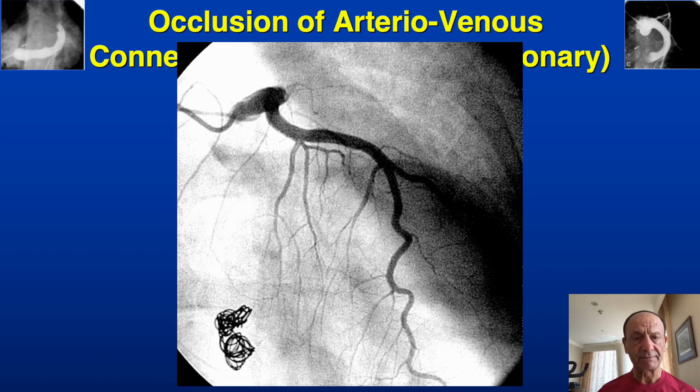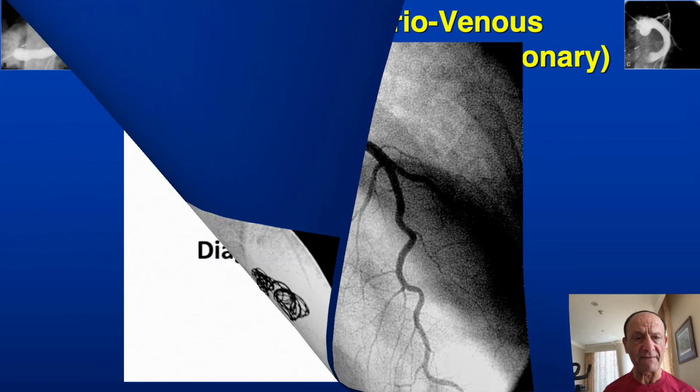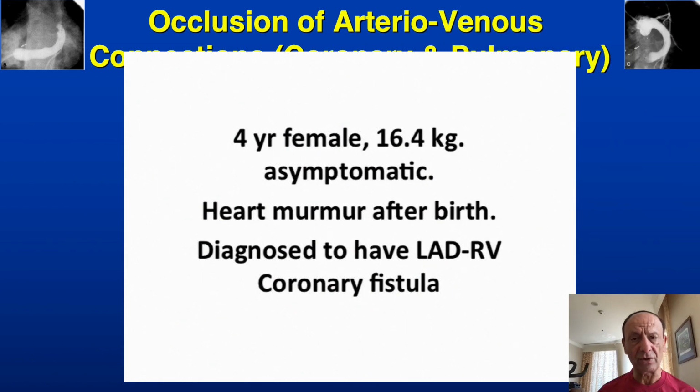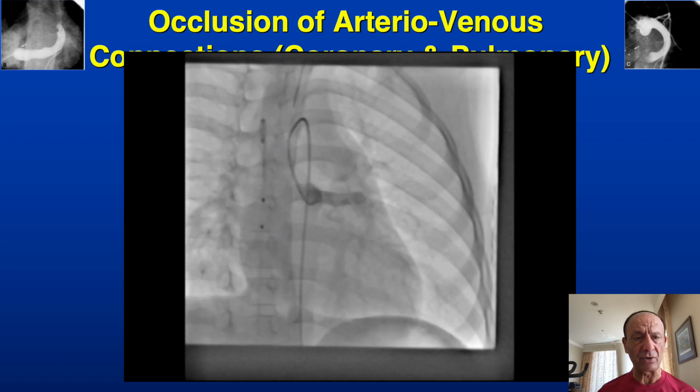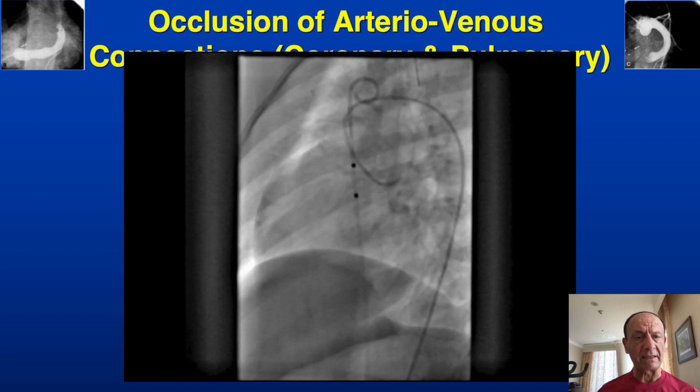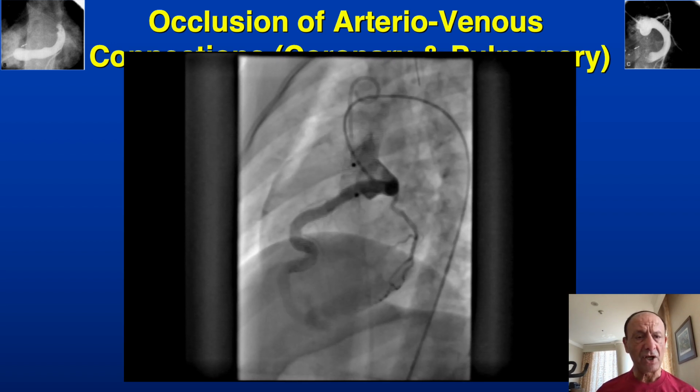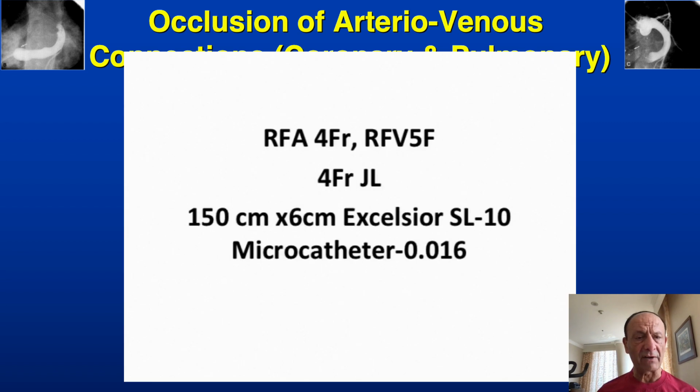proximally. This is a very serious issue, and that's why these patients need to be placed on either anticoagulation or antiplatelets. This is a child 4 years of age with LAD to RV fistula.